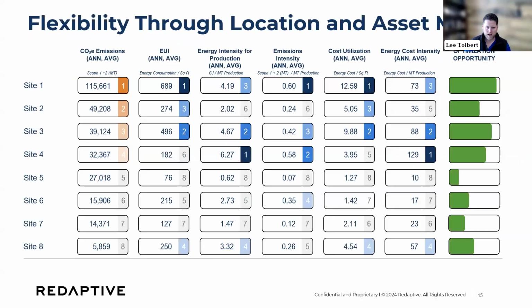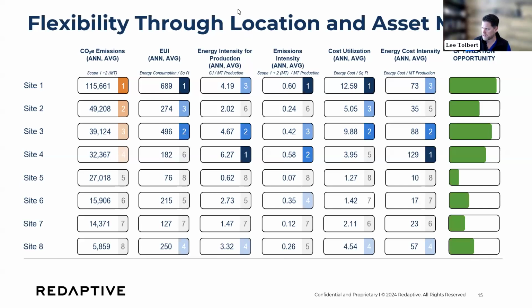All right, so moving on here. I wanted to provide an example of what I mean by flexibility through asset location and asset mixing. What you see on the screen here is something that Redaptive does often. And how I would categorize this is essentially an assessment of a portfolio of locations. This is an illustrative example for one of our customers where we go and look at every site in a portfolio and scope out what's the opportunity. What are the opportunities for energy and efficiency optimization, things like that?